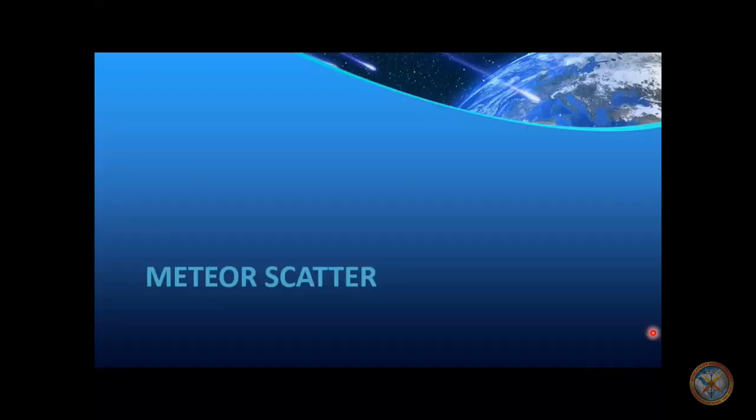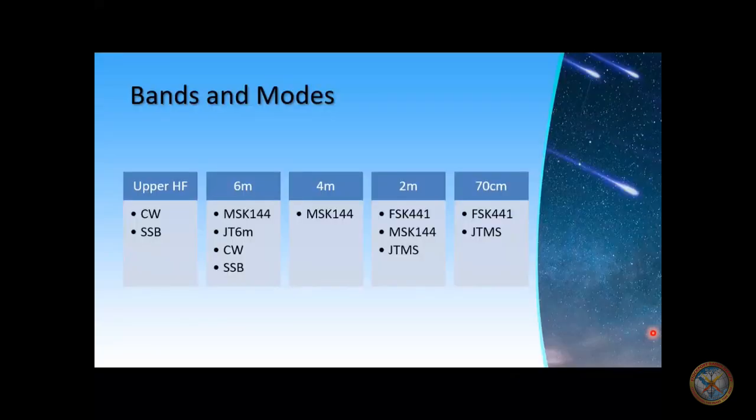So, meteor scatter. Firstly, let's have a look at what bands and modes we can use. Well, you can use it on upper HF, on 15 and 10. The band's closed at night, you can still do QSOs. Reflections aren't that short. Low frequency, so long reflections, loud signals.